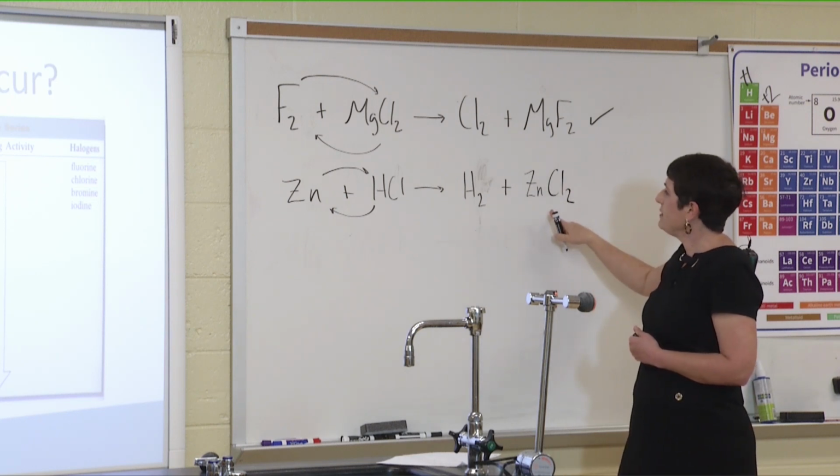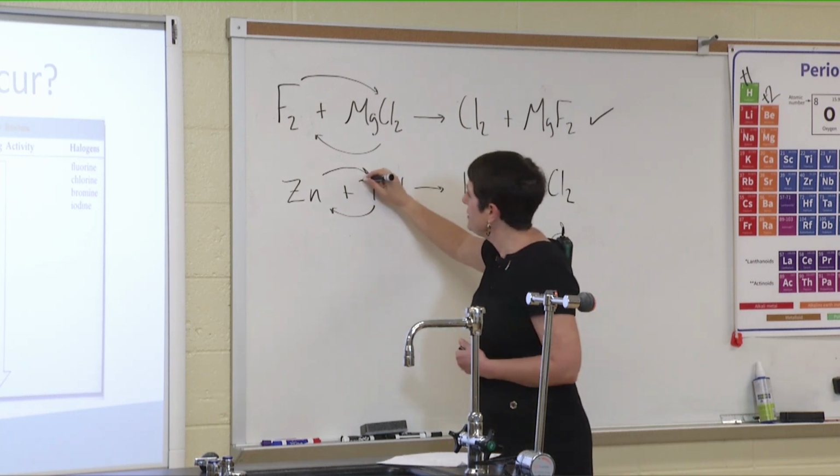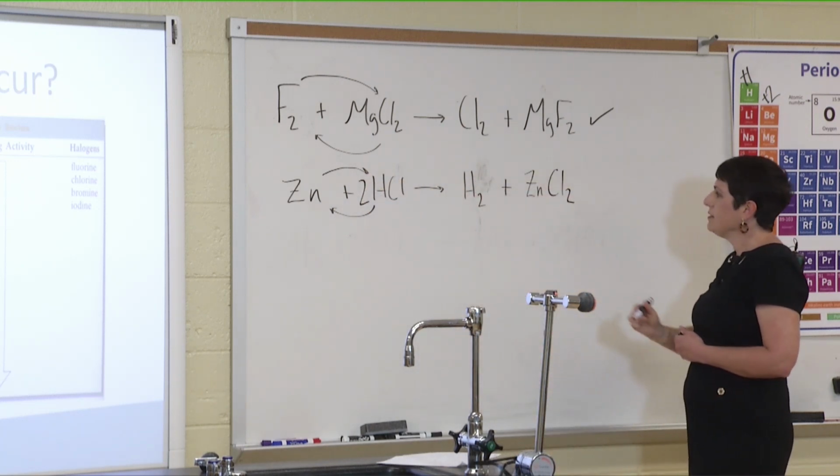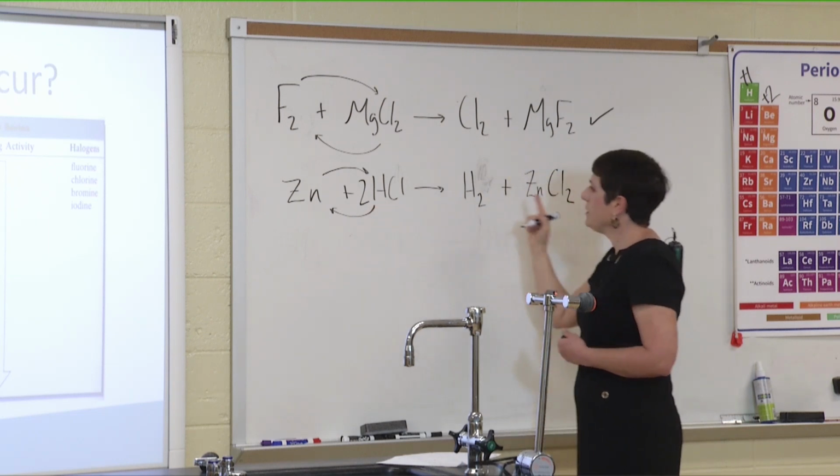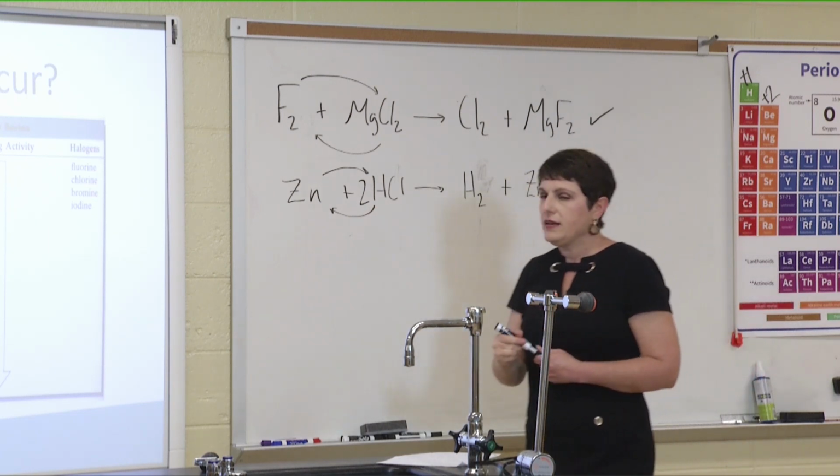Okay, now we just need to balance. So if we put a 2 in front of the HCl, we have a balanced equation. 2 Cl's here, 2 H's here, only 1 zinc, we're good to go. All right, last one.